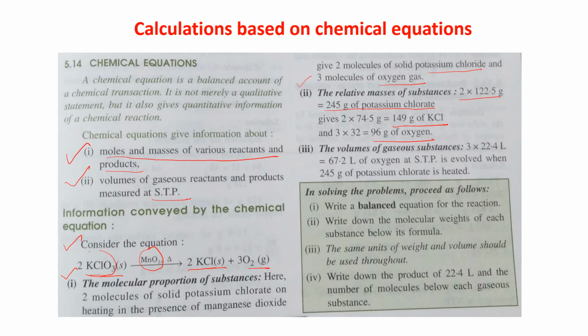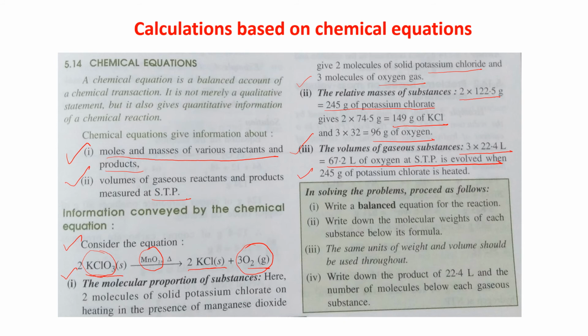How much is the quantitative measurement. Third, the volume of the gaseous substance. 3 molecules of O2 we are getting. So that means we are getting 3 into 22.4 liters, the volume of the gaseous substance. So 67.2 liters of oxygen at STP is evolved when 245 gram of potassium chlorate is heated.